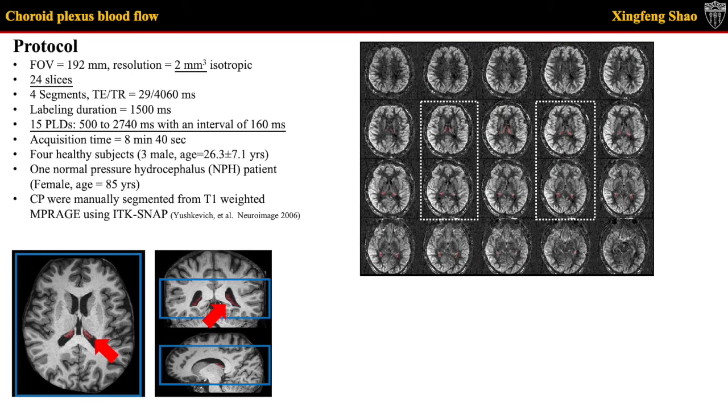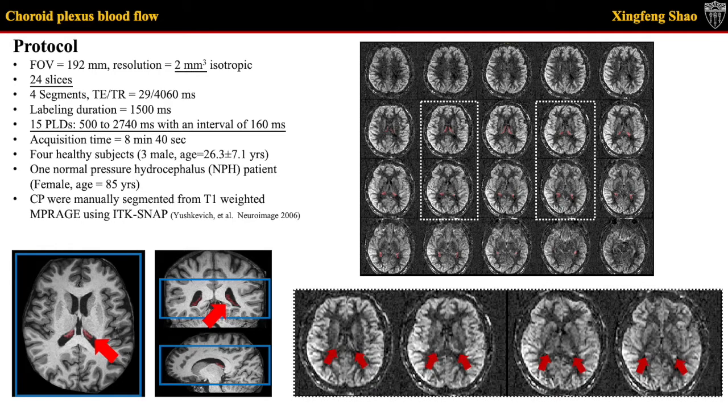So here shows center 20 slices of perfusion images, averaged from 15 post-labeling delays, and overlaid with choroid plexus mask, as shown in red color. And here shows 4 zoomed slices with regions of choroid plexus indicated by red arrows. Strong choroid plexus blood flow signal can be observed and matches well with a mask segmented from structural images.